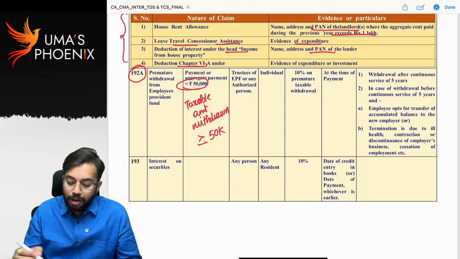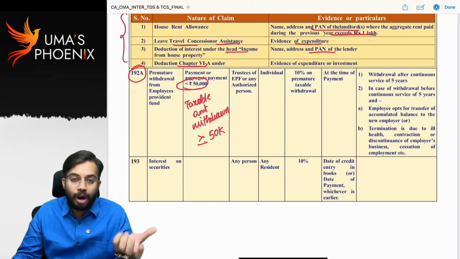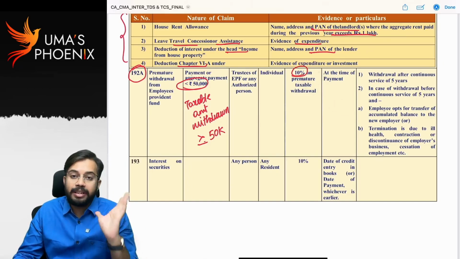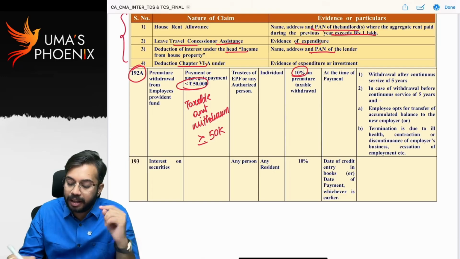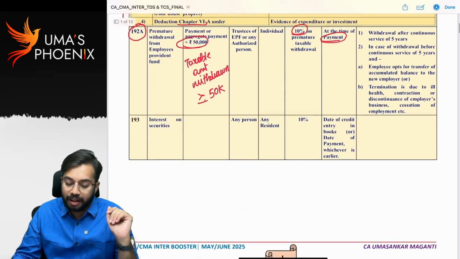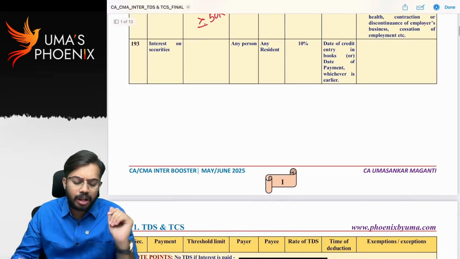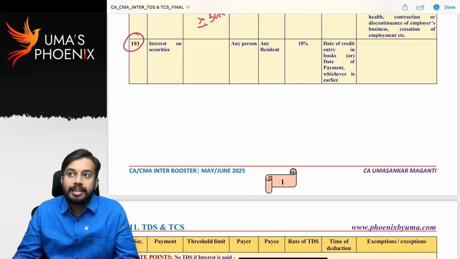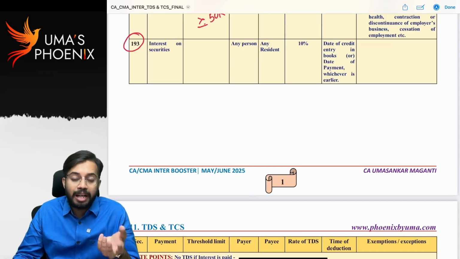Is it clear? Who will deduct TDS? The EPF organization will deduct TDS. What is the rate of TDS? 10% TDS will be deducted. When will it be deducted? At the time of payment. Is it clear? So this is about section 192A. Next, section 193, interest on securities. See, on securities interest will be paid, right? On such interest, TDS is required to be deducted under section 193.